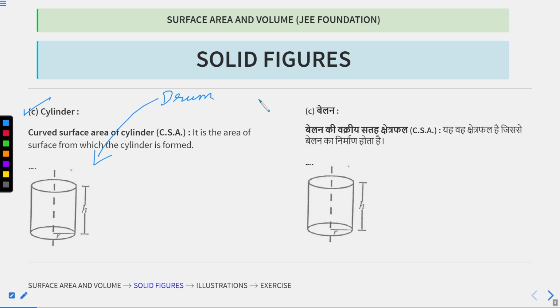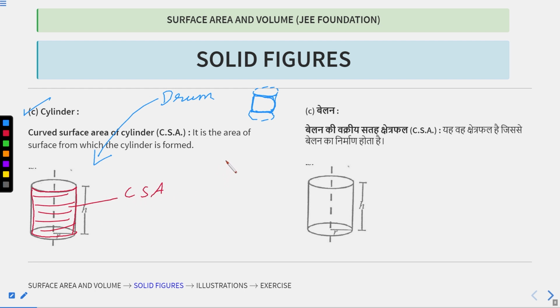Okay. So in a drum we have 2 circles up and down, and the middle part is curved. I hope you are visualizing what I am saying. So now the curved surface area. The curved surface area in the cylinder is this part, what I am shading with red. So this is my curved surface area.